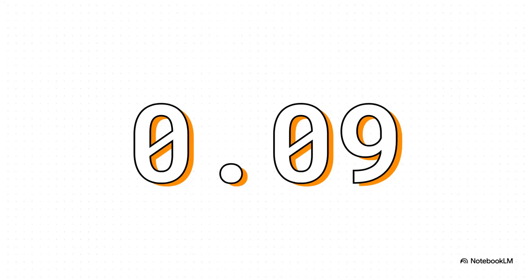So how do we actually write them out? Well, 9 hundredths is written as 0.09. Notice how that 0 acts as a crucial placeholder in the tenths column, making sure the 9 sits perfectly in the hundredth spot. And this brilliantly illustrates just how flexible decimals can be.